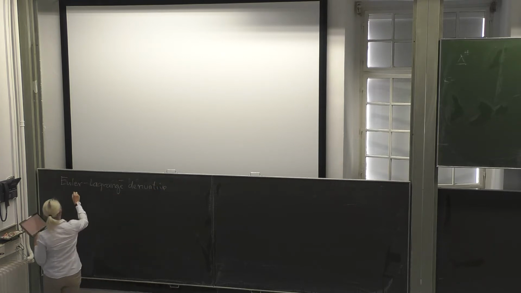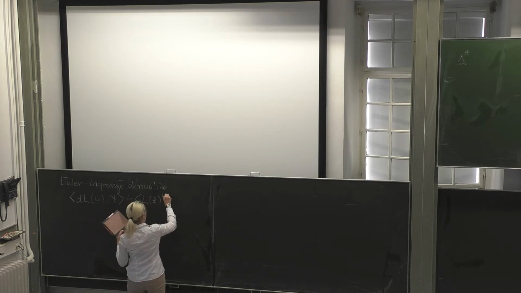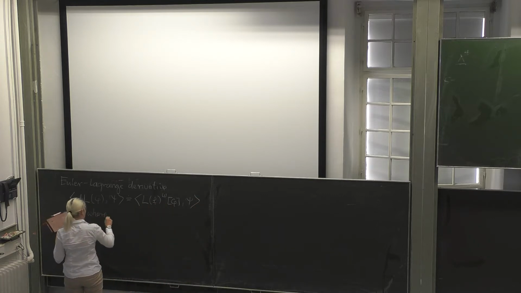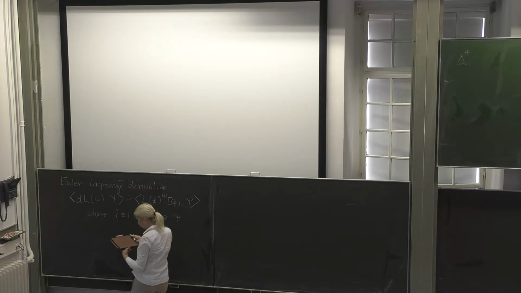Okay, and there was a little typo there, so it should be dL of phi in the direction of psi was defined as L of f first derivative at phi. So that was missing in the notes, so please correct that. Where f is identically 1 on the support of psi.